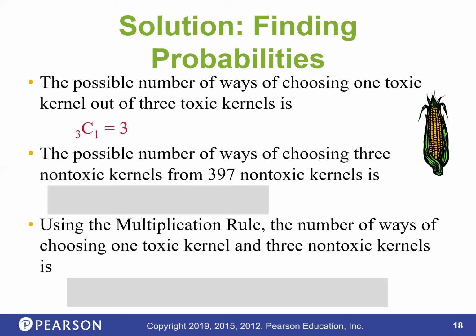So, the possible number of ways of choosing 1 toxic kernel out of 3 toxic kernels. There's 3, right? Because there's only 3 of them. It's a combination of 3 choosing 1. Then the possible ways of choosing 3 non-toxic kernels from 397. So 397 choosing 3 of them, which means no kernels are toxic whatsoever.